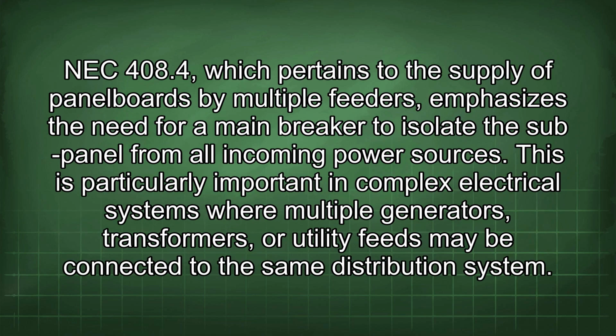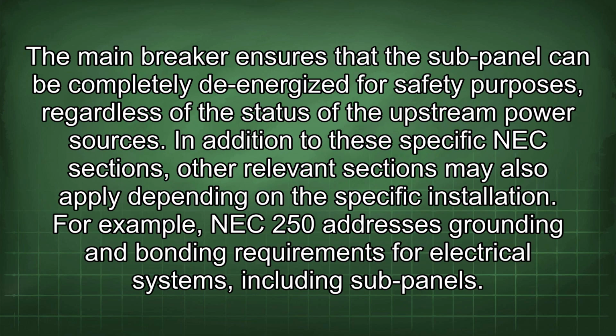NEC 408.4, which pertains to the supply of panel boards by multiple feeders, emphasizes the need for a main breaker to isolate the subpanel from all incoming power sources. This is particularly important in complex electrical systems where multiple generators, transformers, or utility feeds may be connected to the same distribution system. The main breaker ensures that the subpanel can be completely de-energized for safety purposes, regardless of the status of the upstream power sources.